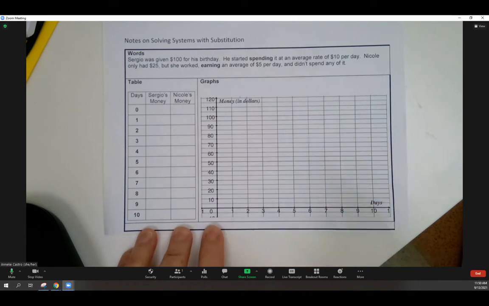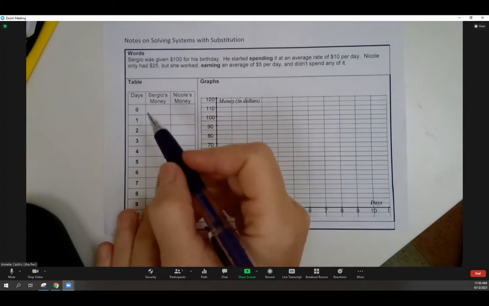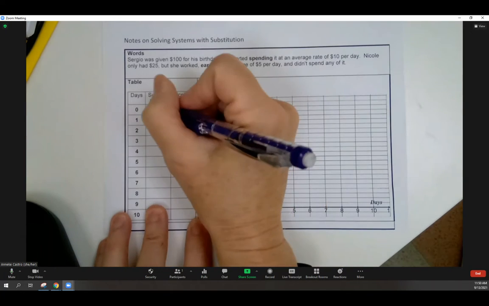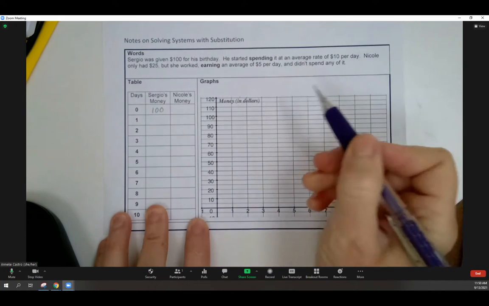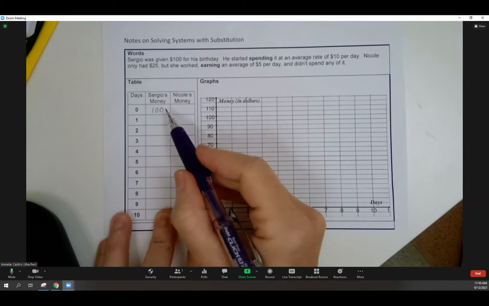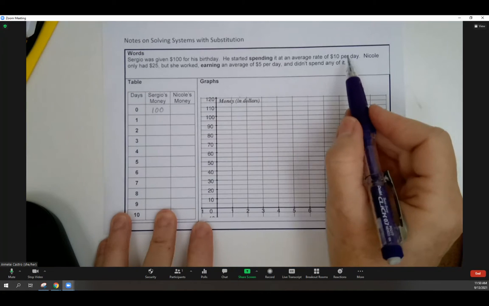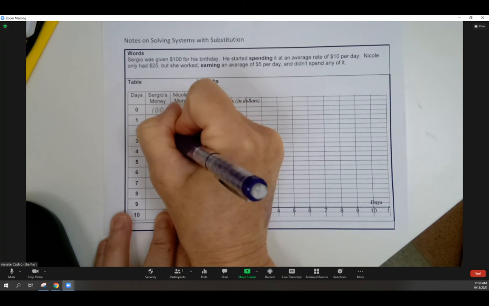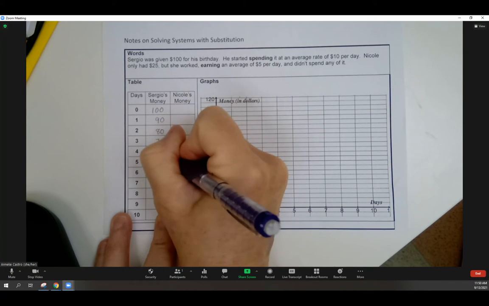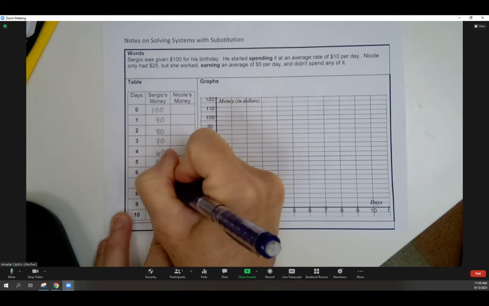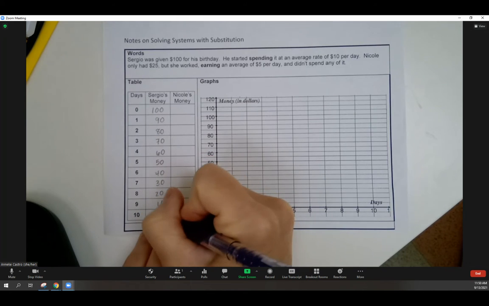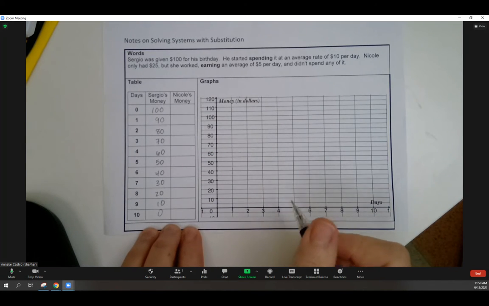Some of you tried this problem in class, some of you didn't, but we're going to go ahead and work through it together now. On day 0, that's how much money Sergio was starting with. He had $100. And each day he's spending money, so his amount of money is going to go down $10 each day. After one day, he's at 90, 80, 70, etc. So I can fill in how much money he has every day. After 10 days, he has no money left.